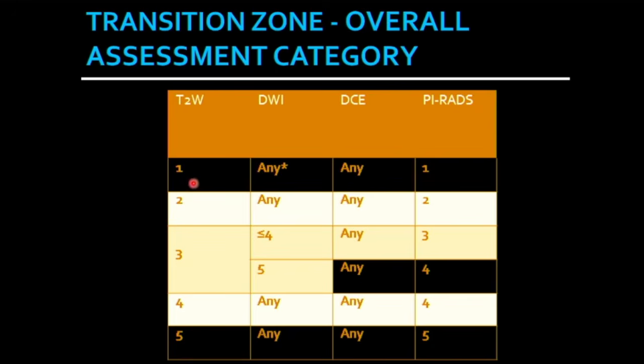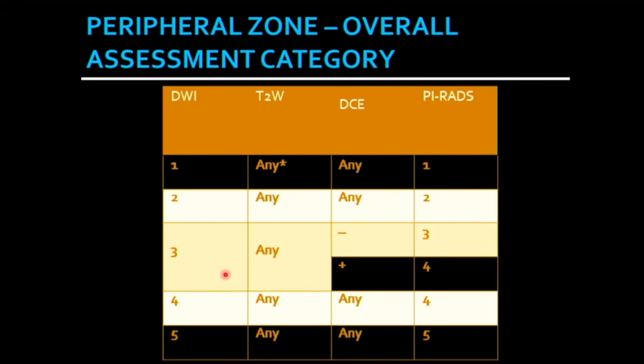Again, in a similar way, for PI-RADS 1 and 2, it does not matter what the finding is on DWI and DCE. But if it's PI-RADS 3 on T2 weighted images and the diffusion weighted images score is less than or equal to 4, it remains 3. But if it is PI-RADS 3 on T2 weighted images and 5 on the DWI, then it is upstaged to 4. So the tiebreaker for the transition zone is DWI, and the tiebreaker for the peripheral zone is DCE.